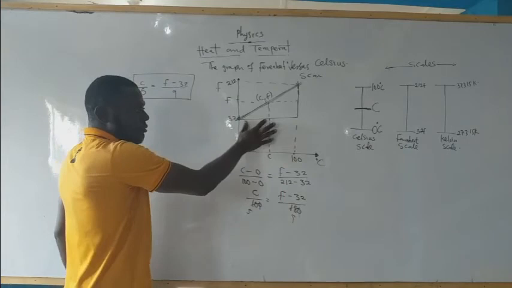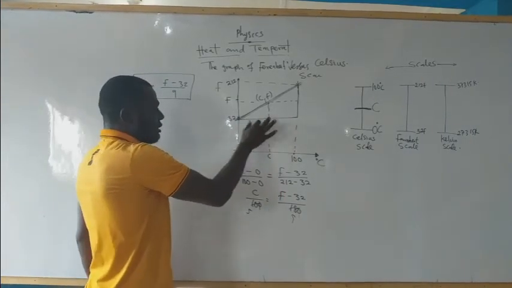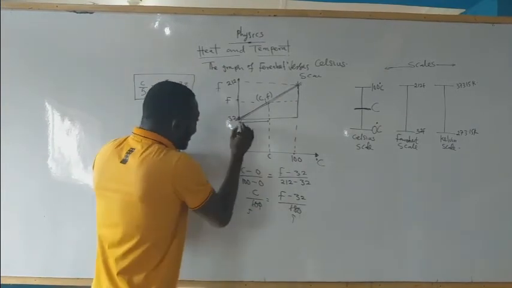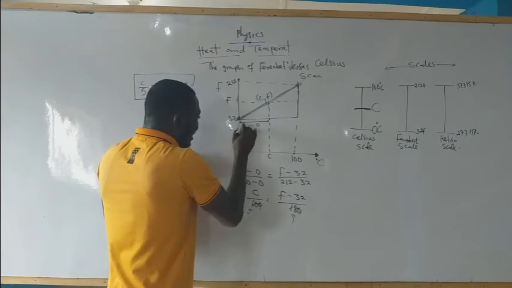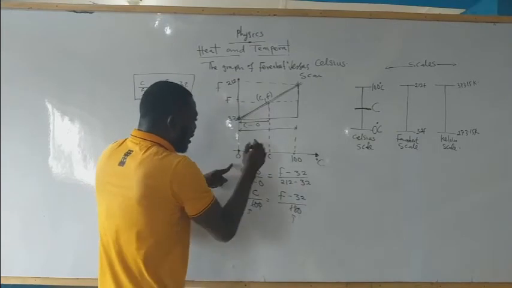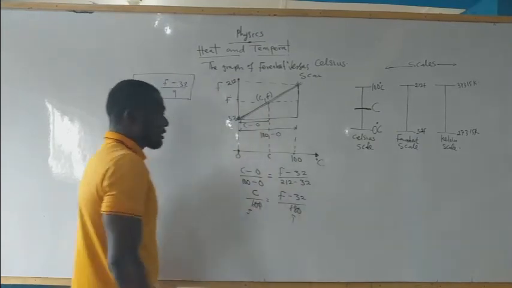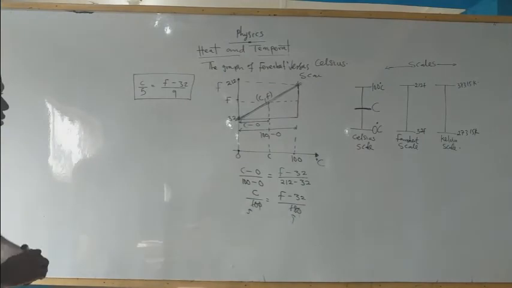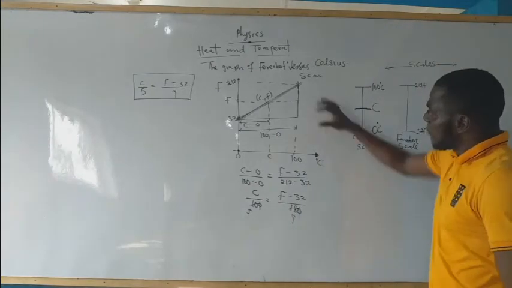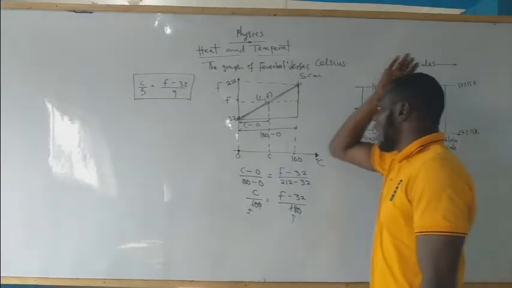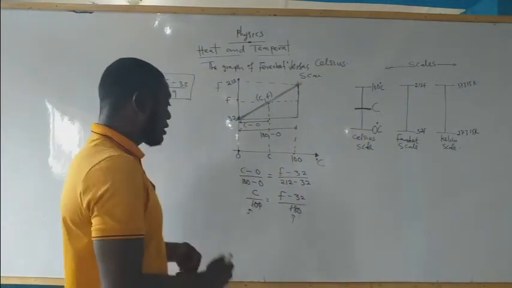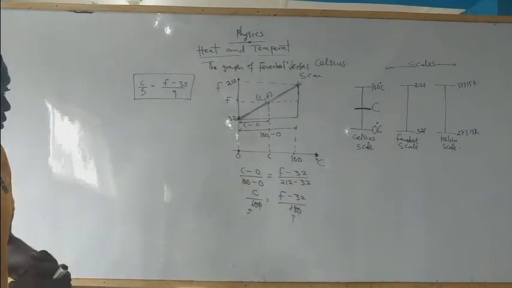So we can have this by this. This is C minus 0, that's 100 minus 0, equals to perpendicular by perpendicular. That's F minus 32 over this minus this. And that will give 180.